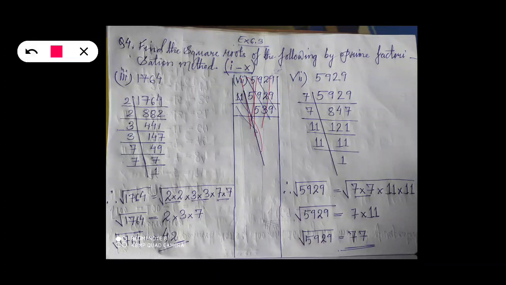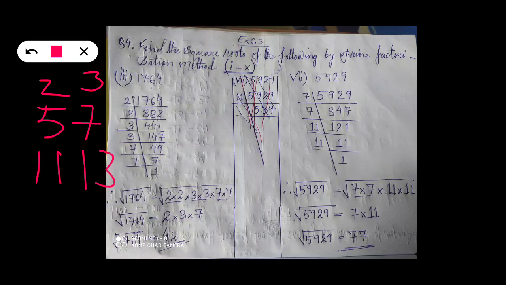Now the next prime number is... we have to divide only with prime numbers. I am repeating again. What are the prime numbers? 2, 3, 5, 7, 11, 13. These are prime numbers, and so on. I have written only a few prime numbers over here.